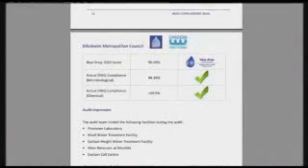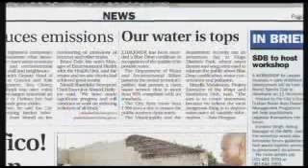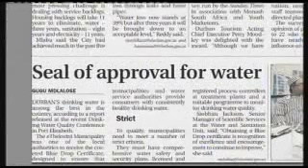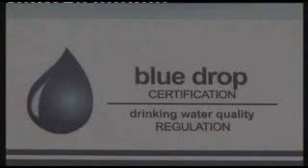eThekwini Municipality, in conjunction with Umgeni Water, which is our water board, have received a Blue Drop certification of excellence. George Municipality won the Blue Drop Award in 2009. This we consider to be one of our greatest achievements.